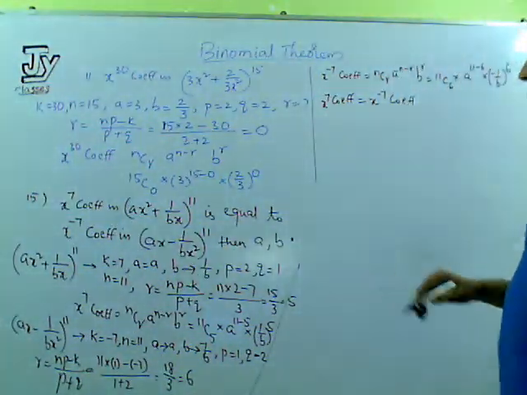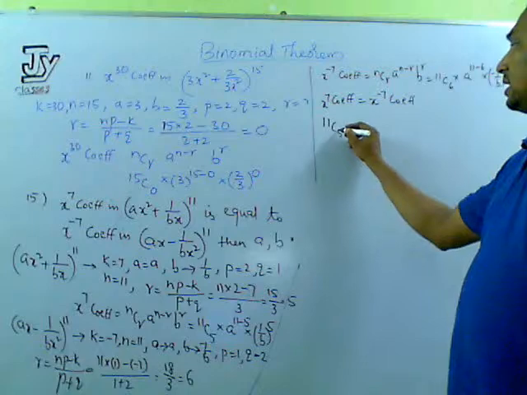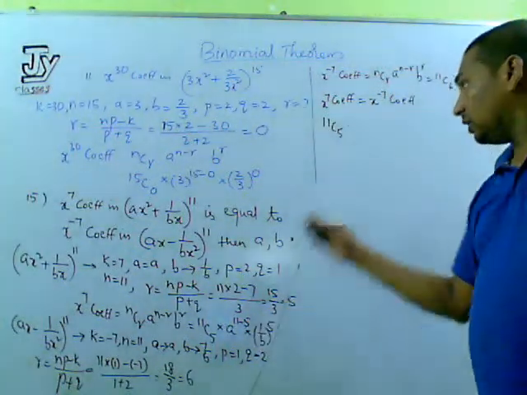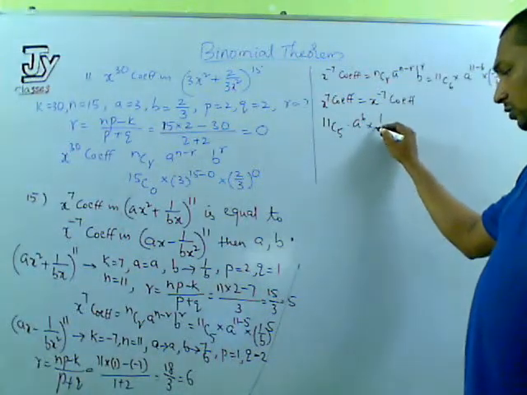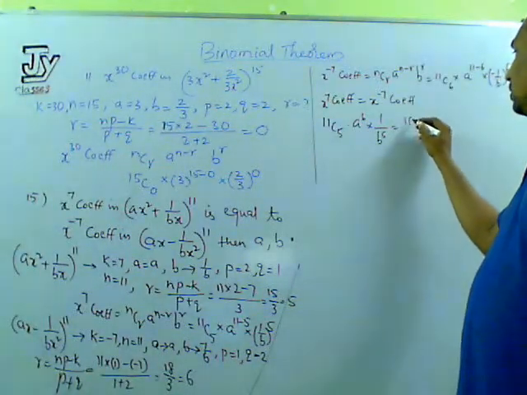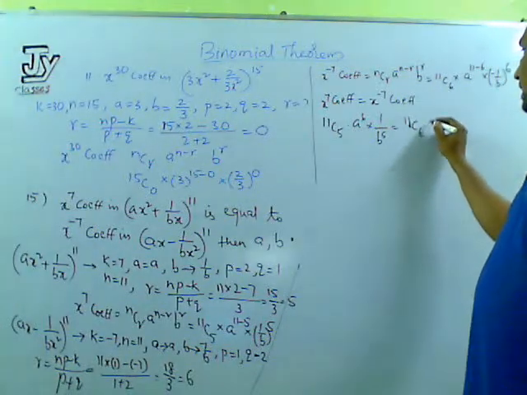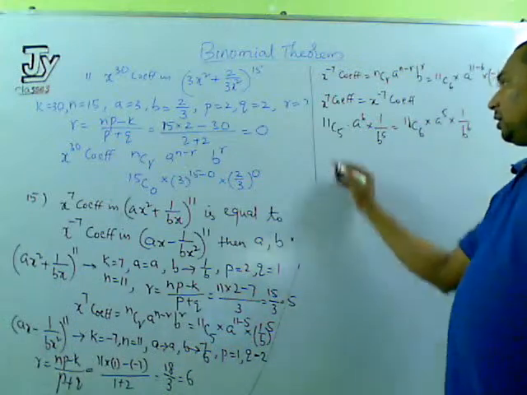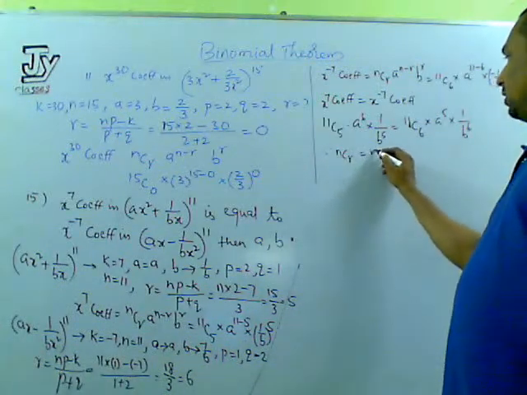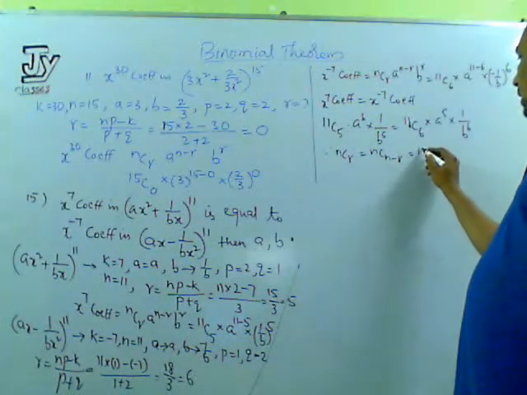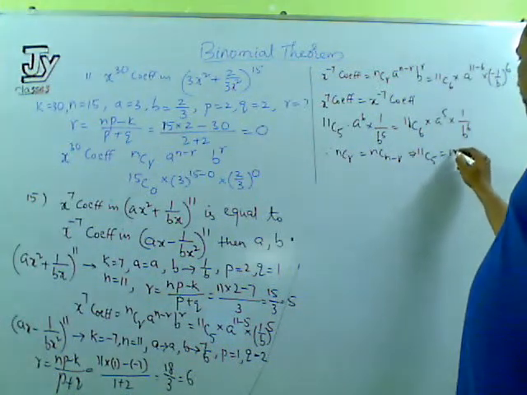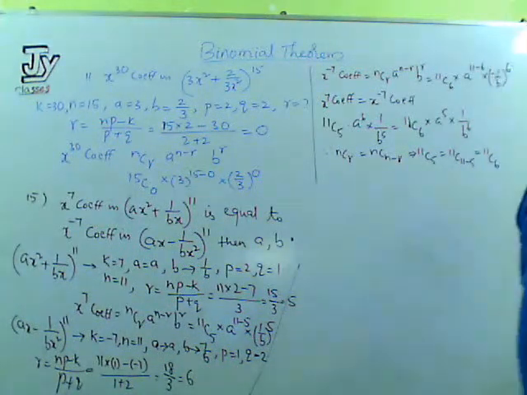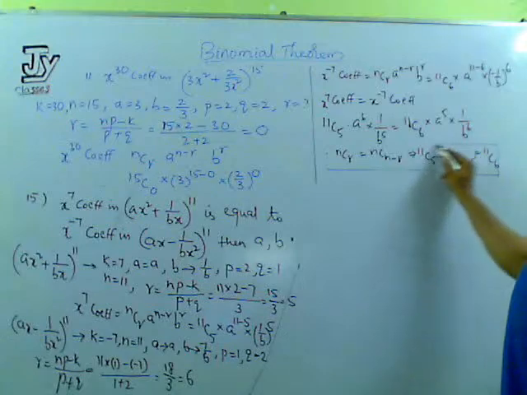Then what is the result? The x power 7 coefficient is 11C5 into a power 6 into 1 by b power 5, which is equal to 11C6 into a power 5 into 1 by b power 6. Since nCr is equal to nC(n minus r), that implies 11C5 is equal to 11C(11 minus 5), which is equal to 11C6. 11C5 is equal to 11C6.